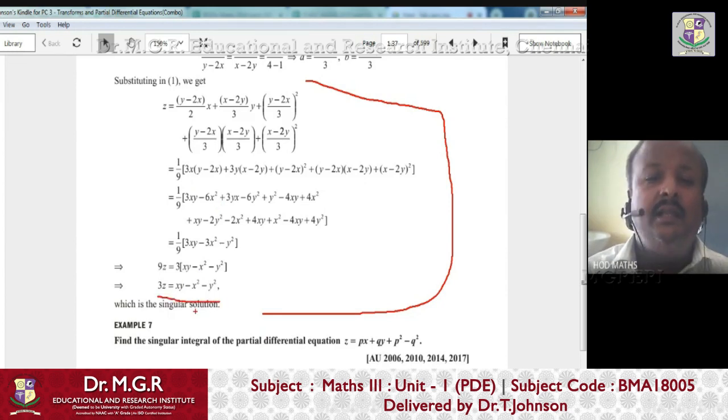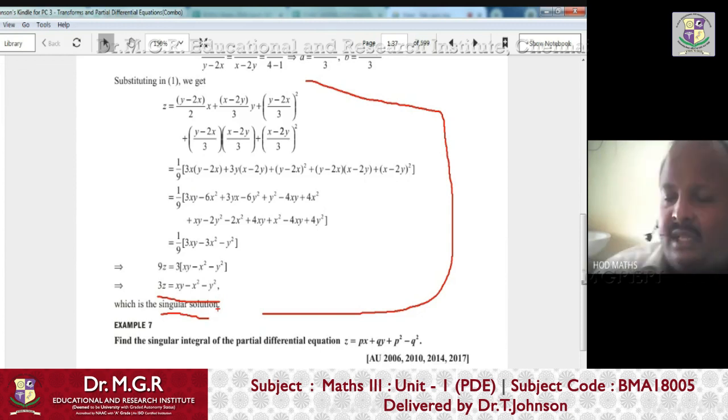What we get is called a singular solution. Singular solution is a type of solution, because when you solve a PDE, you will get different types of solutions, right? One is the complete solution, another is the general solution, and this is the singular solution. It doesn't have any arbitrary constant or arbitrary function. Right? So I hope these two examples help you to understand the type 2 PDE.